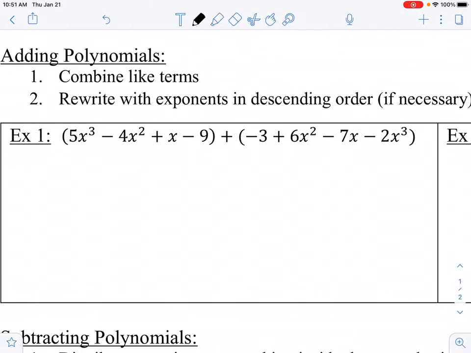So here's what I'm going to do. I'm going to work from left to right, and I'm going to rewrite in order. So I'm going to create some categories. I have x to the third. That is my largest x value. There's no other x. There's no x to the fourth, x to the fifth. X to the third is my largest x value. So I'm going to create an x to the third category. I'm going to have an x to the second category, x to the first, and a regular number category.